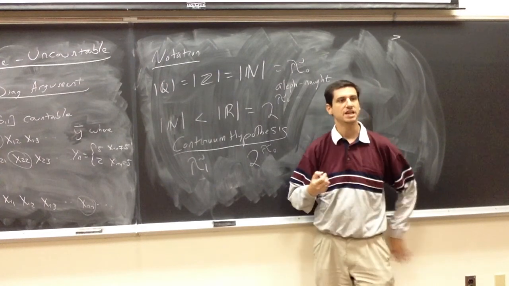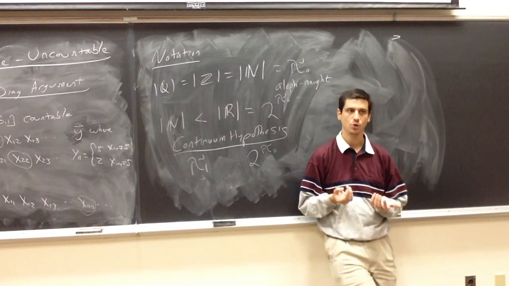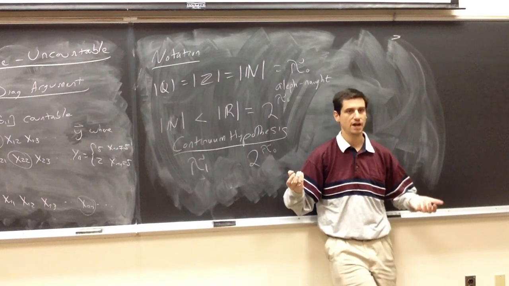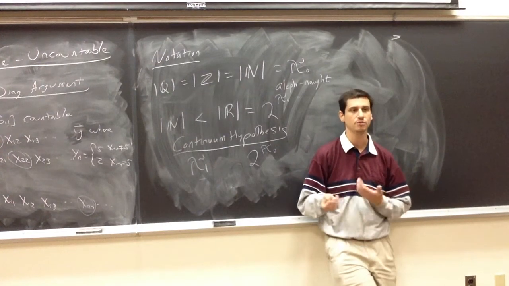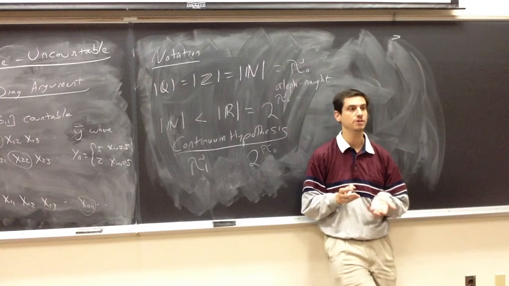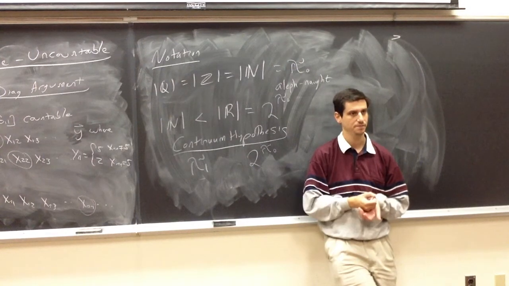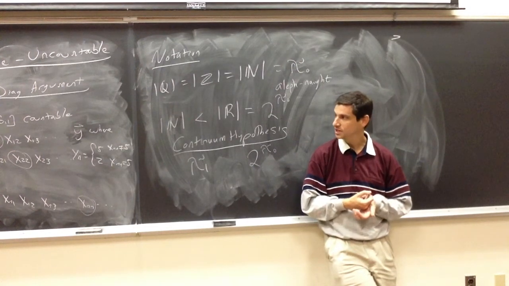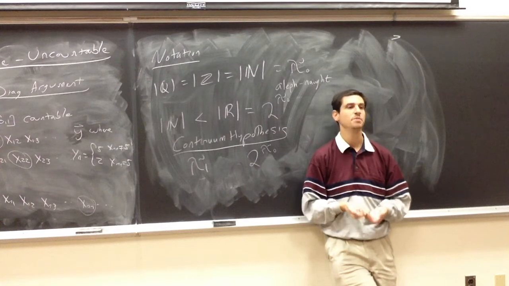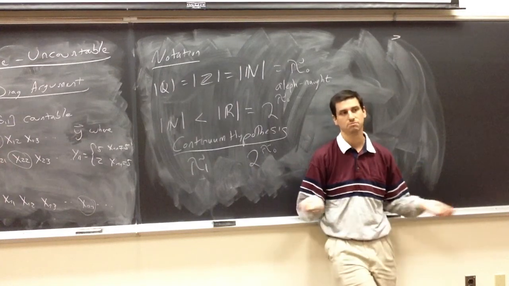So another way of saying this: is there an infinite set which is strictly larger than the rationals? I can't put it into one-to-one correspondence with the rationals, but it's strictly smaller than the reals. The irrationals? Well, the irrationals I can put into one-to-one correspondence with the reals, because the rationals are countable, insignificant.